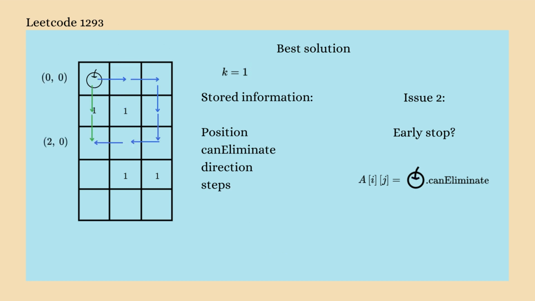As another example, let's say we start from position 0, 0, and we try to achieve 2, 0. Similarly, the green path will be considered first because it has fewer steps. Since our green path passes through one obstacle, its can-eliminate variable will decrease by 1, so the can-eliminate variable equals 0 when it reaches the 2, 0 position along the green path. Therefore, we will update our capital A 2, 0 to be equal to 0.